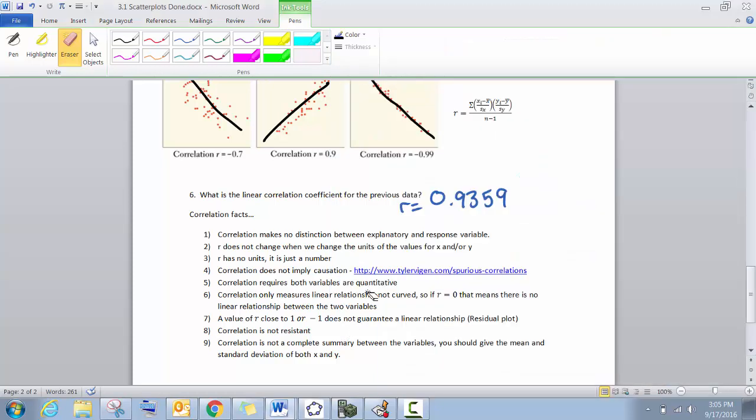And correlation is not a complete summary between the variables. We could give the mean and standard deviation of both x and y. So that's all that we need to look at when we're dealing with correlation.